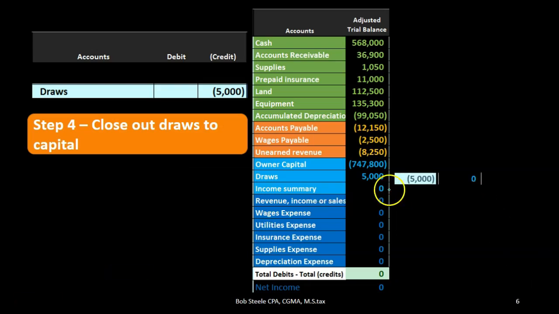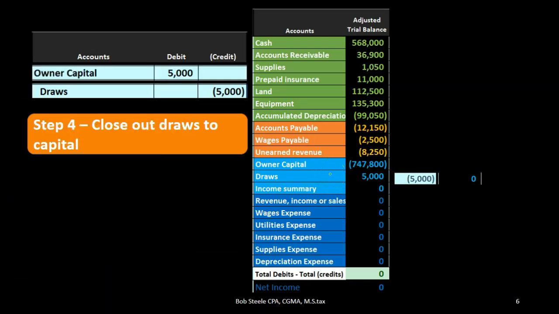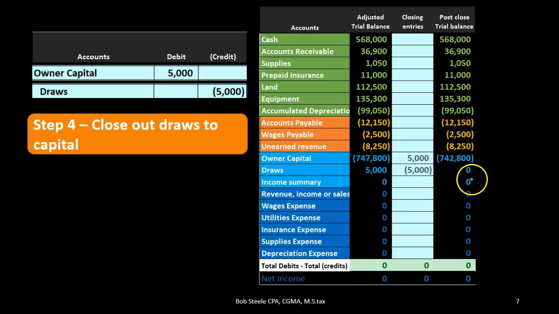And the other account is going to go to the capital. We're closing it out to the capital. So the debit then will go to the capital account. If we post that debit to our trial balance, then we have the $747,800 credit. We did the opposite thing to it, debiting it. That will make it go down to, in this case, $742,800. So this is what we have at this point in time.